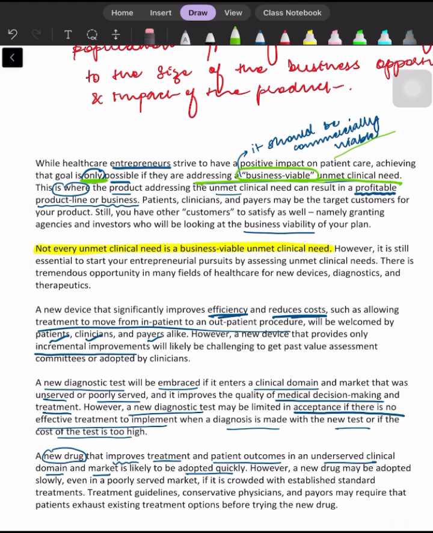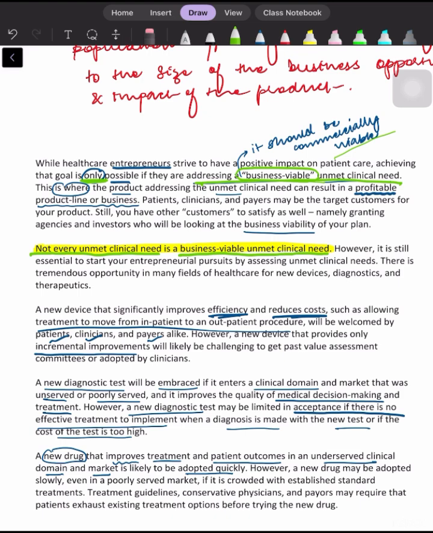You're going to need investors who are going to put their hard-earned dollars, millions of dollars, into your project. So they are going to be looking at the business viability of your plan. Not every unmet clinical need is a business viable unmet clinical need. That is very important to understand. My favorite thing to do is to underline it: not every unmet clinical need is a business viable unmet clinical need. Very self-explanatory.